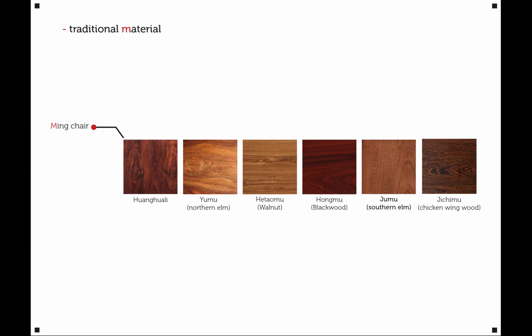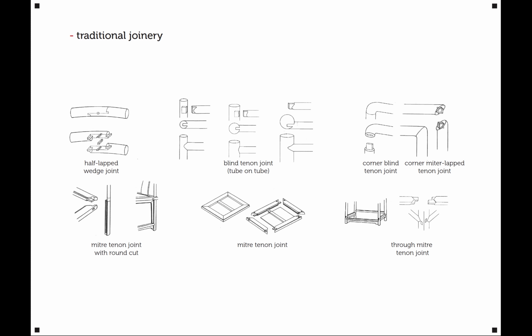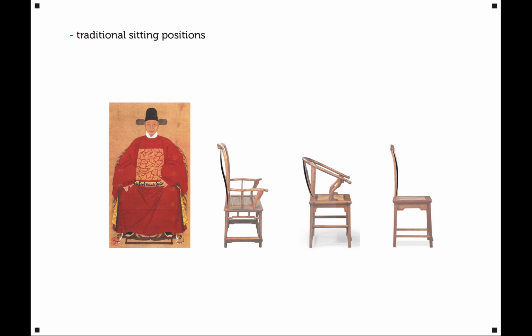Due to the strength and durability of the wood, the structure can be simplified, and so was the joint. Ancient Chinese craftsmen most favored the simple but practical tenon joint. Variants of tenon joints were developed according to the joining structure. For instance, the half-lapped wedge joint was for the round back, and the blind tenon joint was for joining the stretcher and the legs.